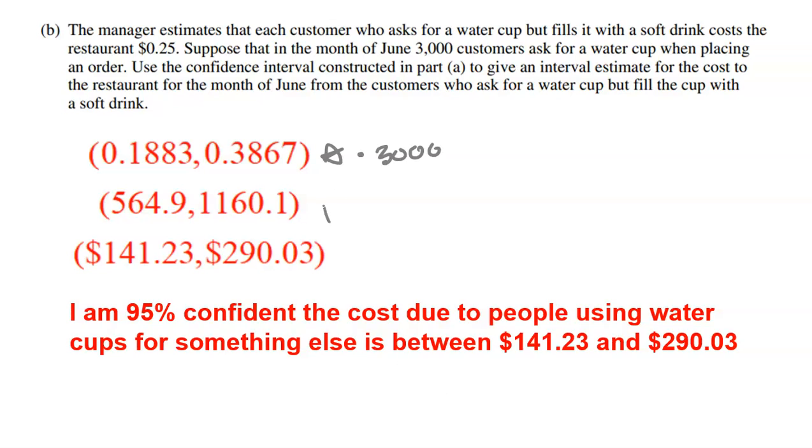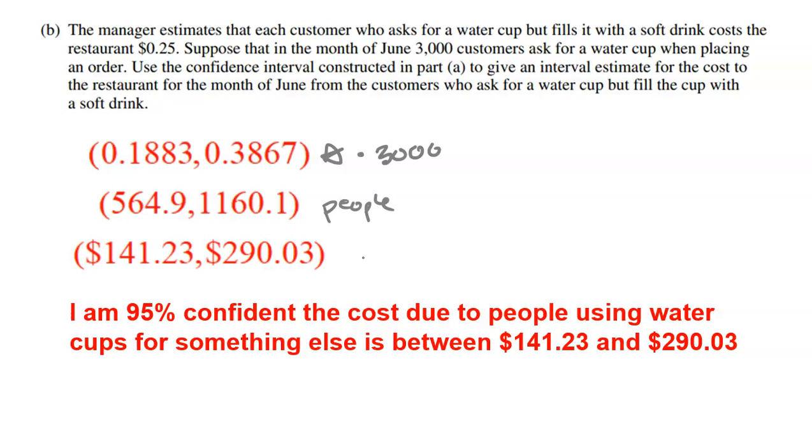So this interval here is not for the proportion, but this interval is for the number of people in the month of June that could potentially do this unspeakable thing. So again, as much as I don't know what the exact proportion is, I don't know what the exact number of people is, but if I multiply both ends by 3,000, I can get an interval for the people. Next, what I'm going to do is convert that to money.